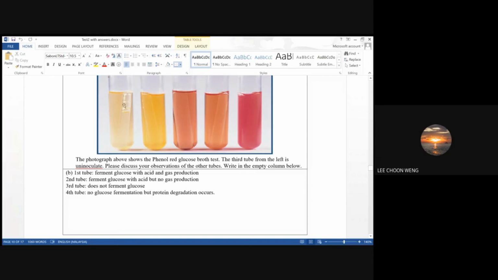So this is a Durham tube. A Durham tube allows you to capture any gas formation. Okay, but there's no gas formation here. This one doesn't ferment glucose because it doesn't change much from the uninoculated. And this one, the color actually grows deeper. Okay, so it's also non-saccharolytic. It degrades the protein, increases the pH, so it becomes darker. Okay, so that's the difference here.